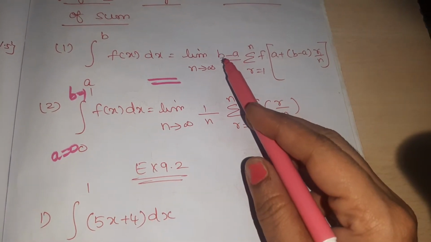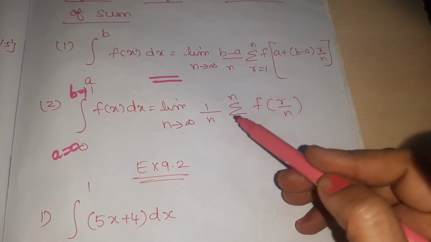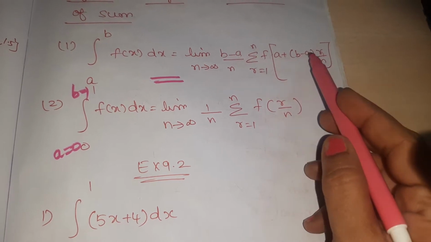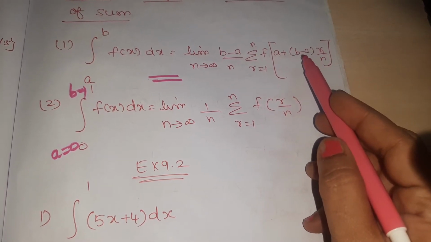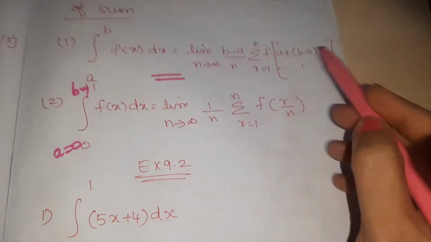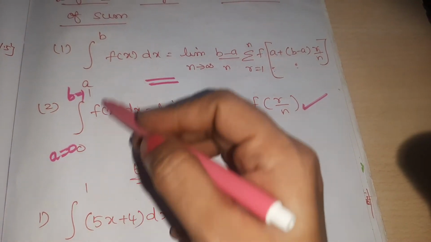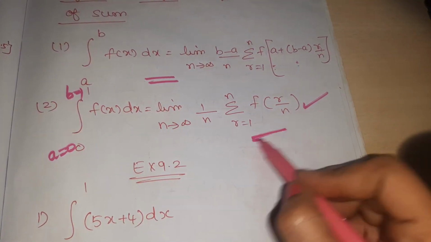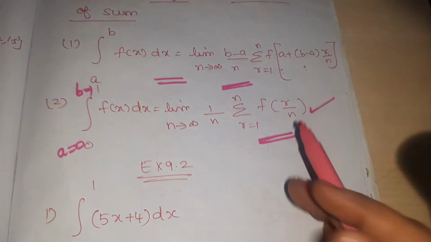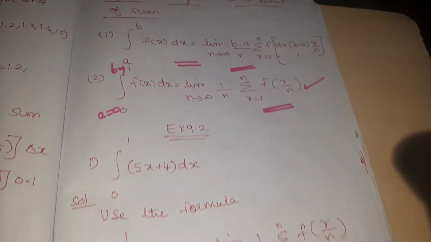So b is nothing but 1. 1 minus 0 is 1. So 1 by n, summation r is equal to 1 to n. Here a is equal to 0 and b minus a is equal to 1. So if you substitute a as 0 and b as 1, you will get f of r by n. So if the limit is given as 0 to 1, you need to use this formula. Otherwise, this is a general formula where a is the lower limit and b is the upper limit.